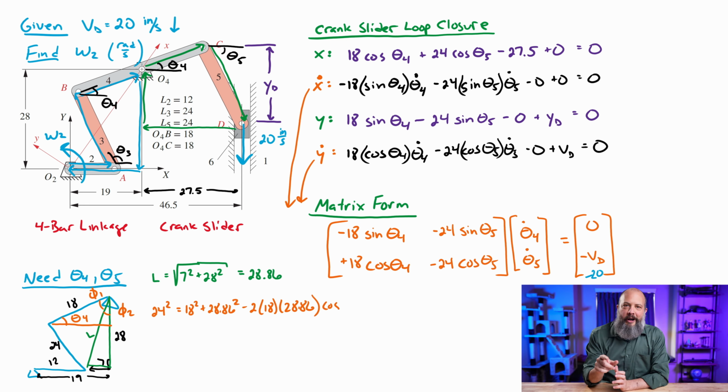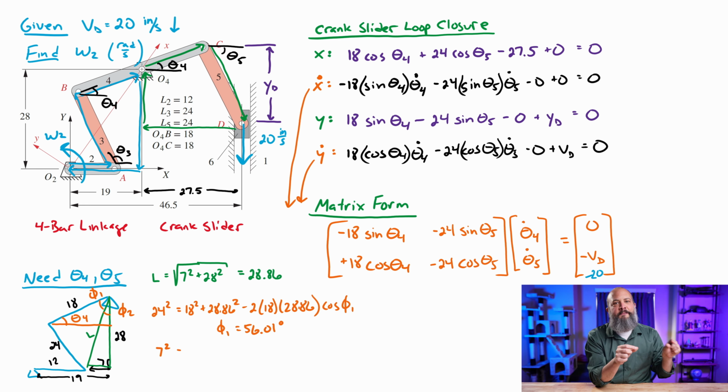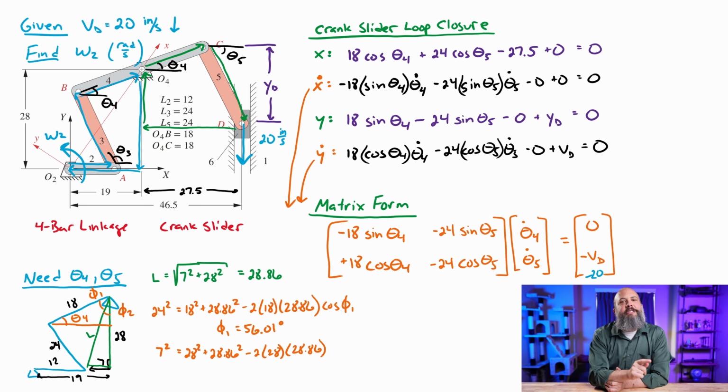For phi 1, I'm now using the triangle that has 18, 24, and L, since phi 1 is inside that triangle, and I can do a law of cosines. 24 squared, 24 is the opposite side of the angle, is equal to 18 squared plus 28.86 squared, which are the two adjacent sides, minus 2, the adjacent sides again, cosine phi 1. Some calculator work, 56.01 degrees for phi 1. I think I said theta 1 before, I meant phi 1.